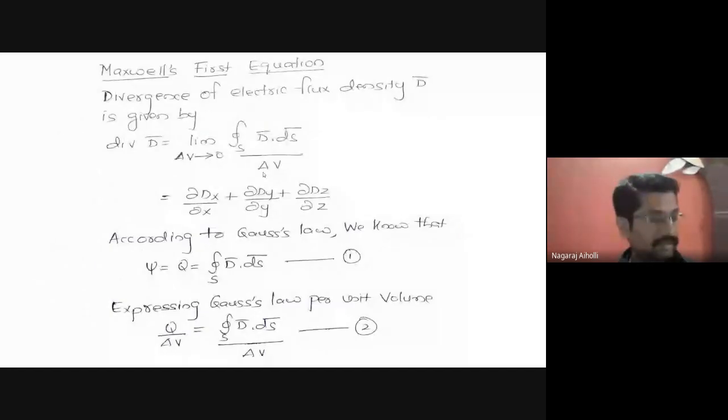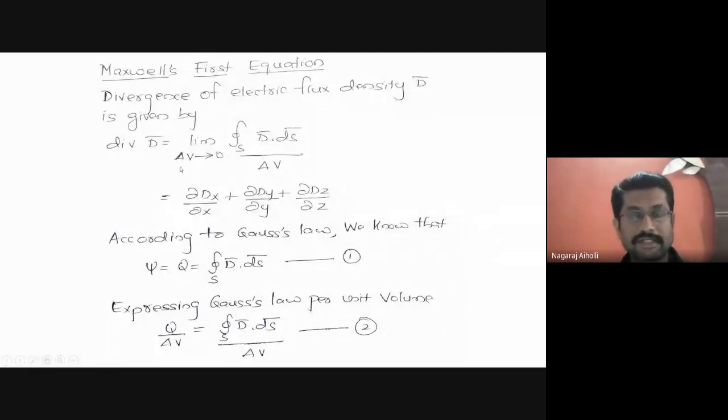Then the last topic in module 1 is Maxwell's first equation. Let us derive this and then write the statement for Maxwell's first equation. Divergence of electric flux density D bar is given by the equation.